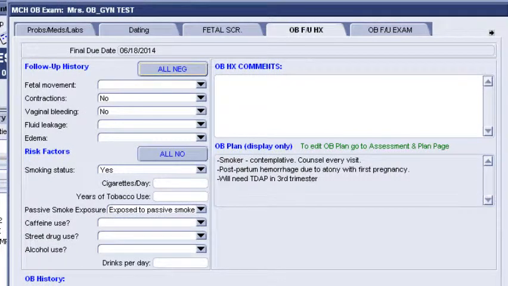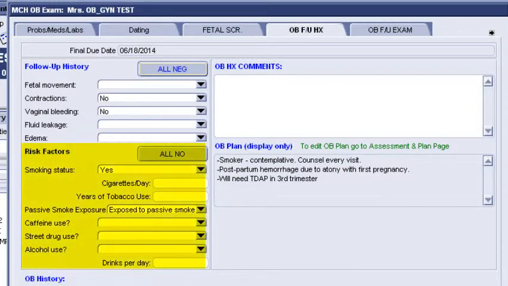Now, the history for a prenatal patient is often very brief. We ask that you ask this set list of questions. Does the patient experience fetal movement, contractions, vaginal bleeding, fluid leakage, or edema? Some of these have pre-populated from the nursing notes, but you should always reconfirm them because sometimes patients don't say things to the nurses and change their story when they're talking to the provider.